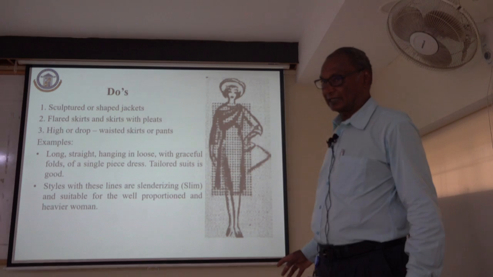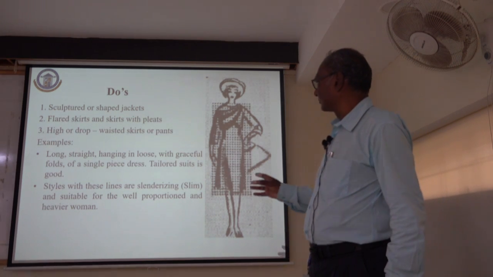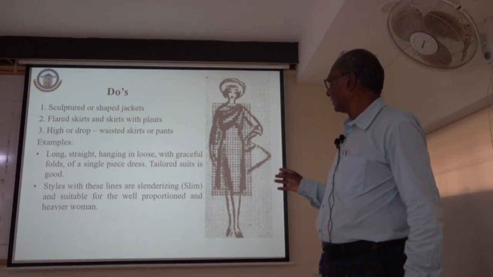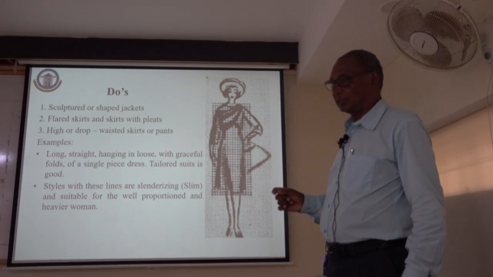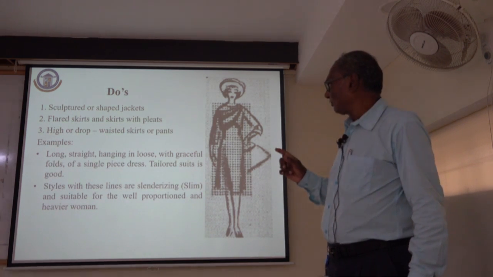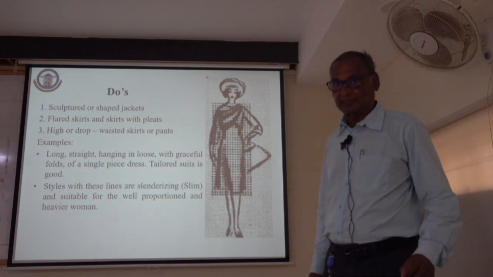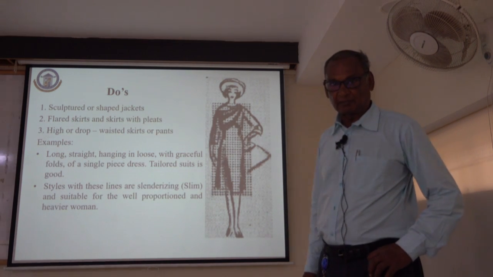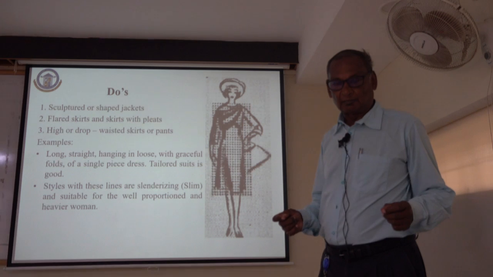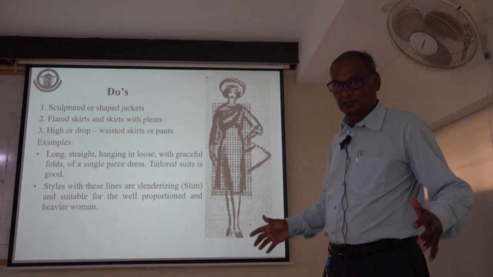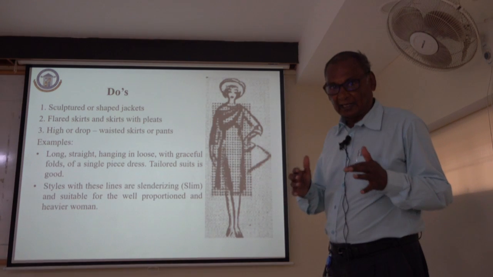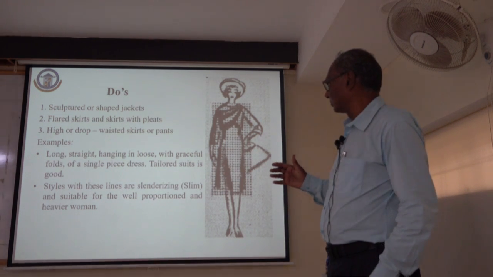Sculptured or shaped jackets. This is the type of dresses you can see on the right hand side. Basically, sculptured means like stone carving, or shaped jackets, or flared skirts and skirts with pleats. A pleat is something which gives an extra shape for the hip line. Flared skirts make them look so that the irregularities in the body shape are not shown.